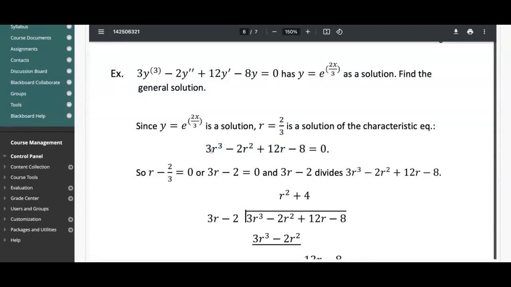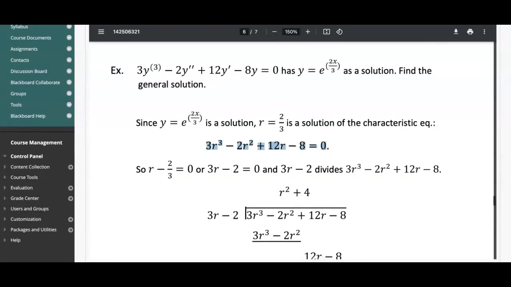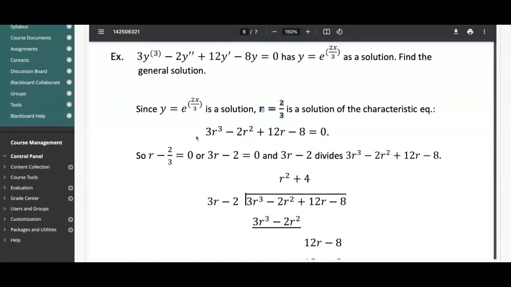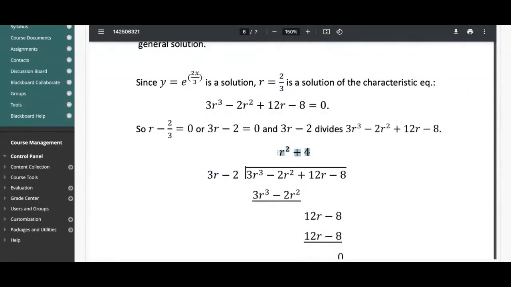So we have this equation, the characteristic equation, a third level polynomial equation. If this is a solution to this third level polynomial, we could use long division. Because that's saying r minus 2/3 equals 0, which is the same as 3r minus 2 equals 0. If we use this one, we could use synthetic division, but if we use long division, we use this one. So here we show long division. Divided by this, we get r squared plus 4 as a quotient.